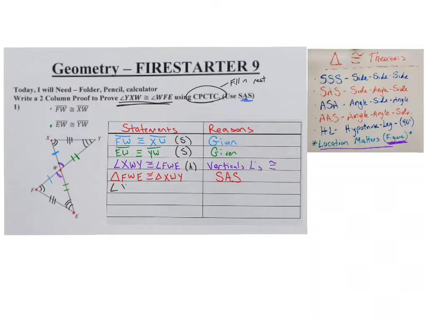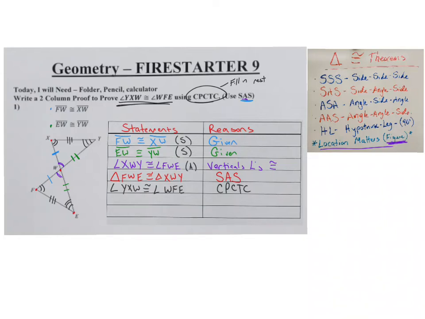So you have to say angle YXW is congruent to angle WFE. Let's see if it's true. YXW is congruent to WFE. That's true. So the reason for that is CPCTC, corresponding parts of congruent triangles are congruent.